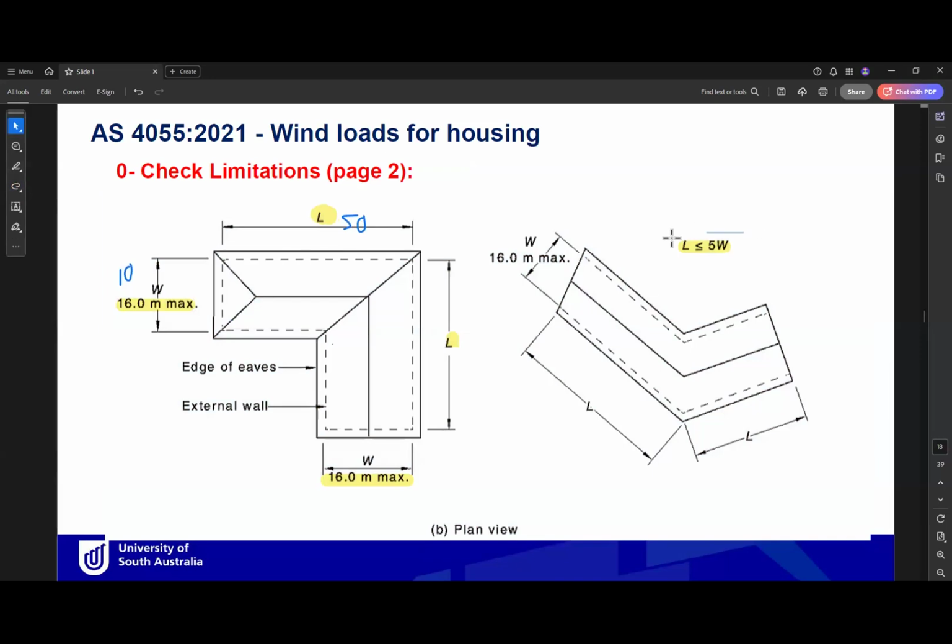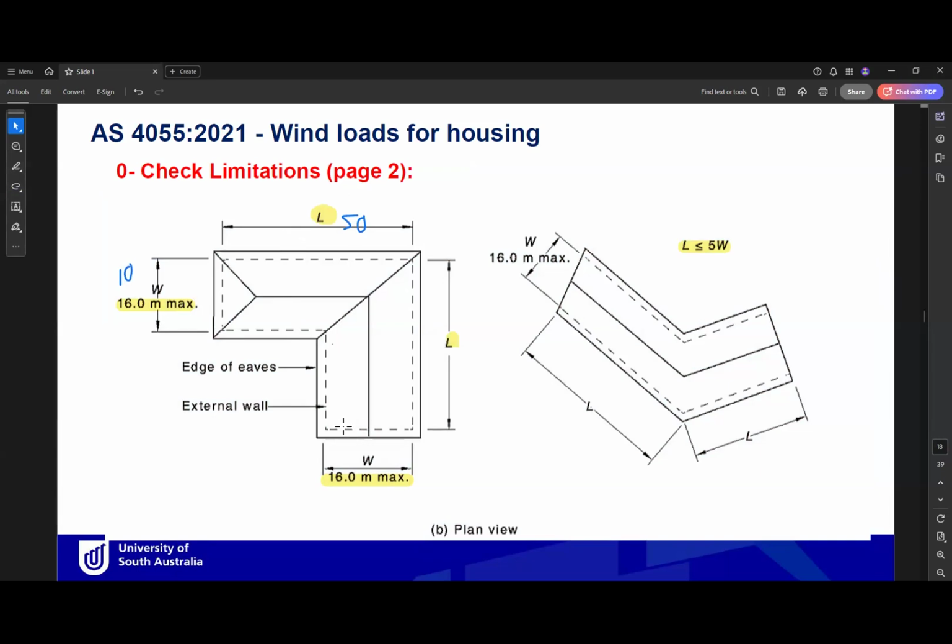What does this instruction mean? L should be less than or equal to 5W. So based on W, the maximum L can be determined. If L exceeds this, you need to use a different standard, which is 1170.2, for example.